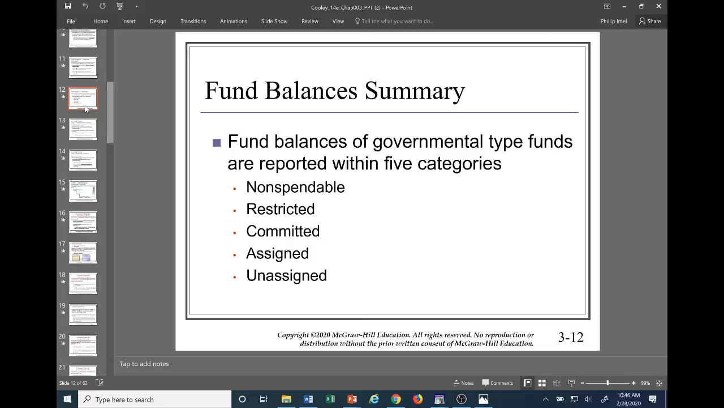Like the federal government. Like someone outside, like a bond covenant, something like that. So a third party, someone outside, has placed a stipulation on us, right? What about committed? Who's put that constraint on it? People at the highest level within that government.